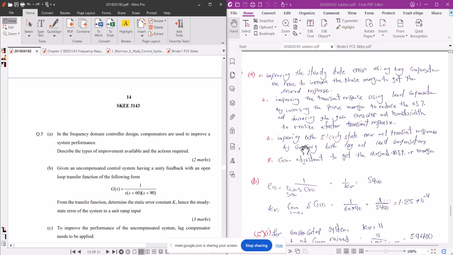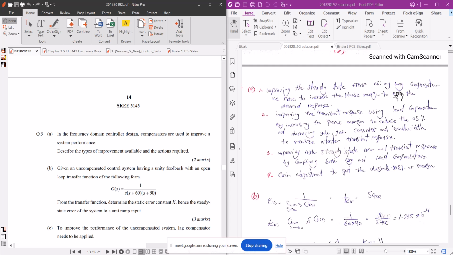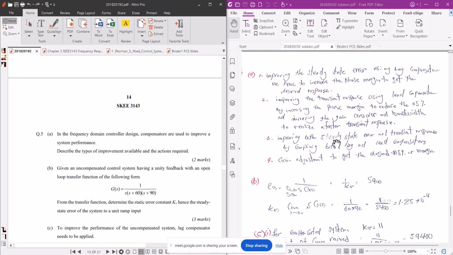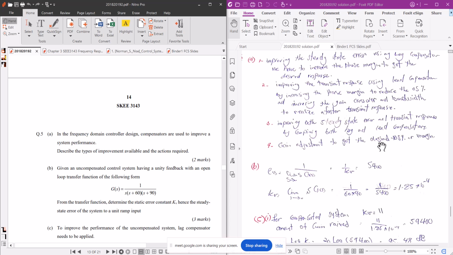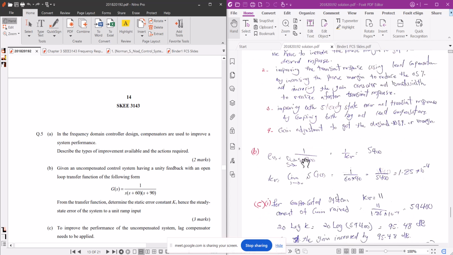Improving the steady state error using lag compensation, we have to increase the phase margin to get the desired response. Improving the transient response using the lead compensator by increasing the phase margin, reduces the percentage overshoot, and increasing the gain crossover and bandwidth realizes a faster transient response. Improving both steady state error and transient response by combining both lead and lag, which is the PID controller, with gain adjustment to get the designed overshoot and margin. So this is a theoretical type question.